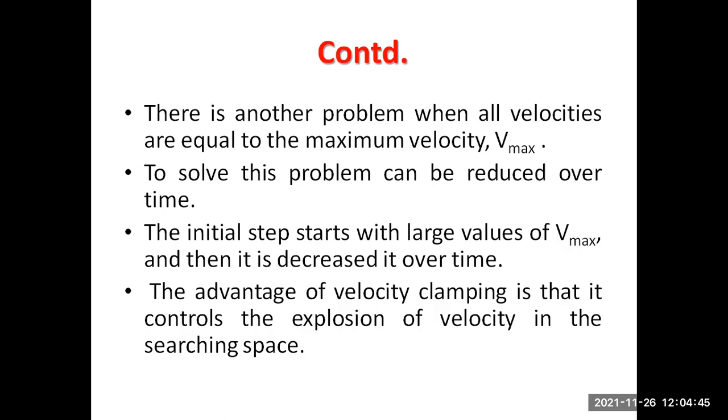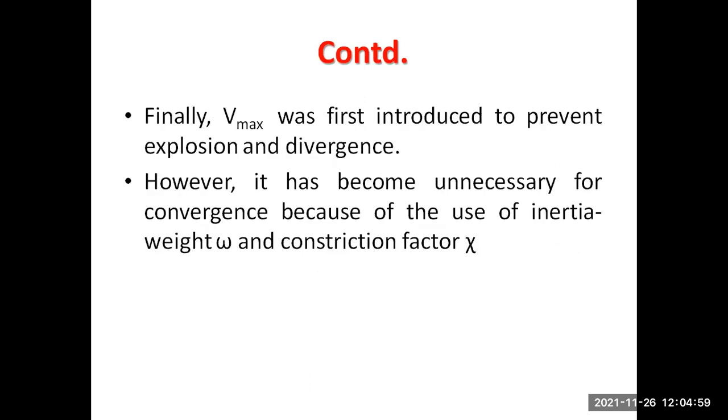Okay. So the advantage of velocity clamping is that it controls the exploration. It basically controls the explosion of the velocity in the search space. Finally, Vmax was first introduced to prevent explosion and divergence. However, it has become unnecessary for convergence because of the use of the inertia weight omega and the constriction factor lambda.